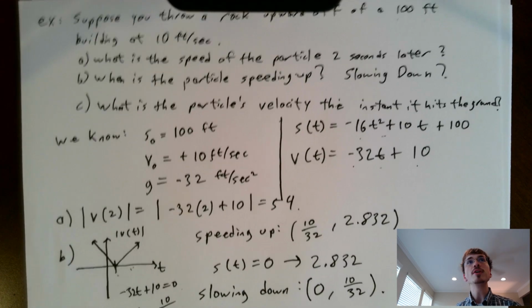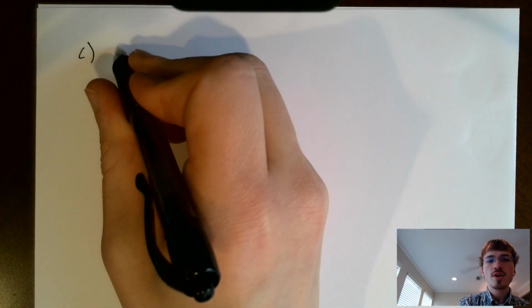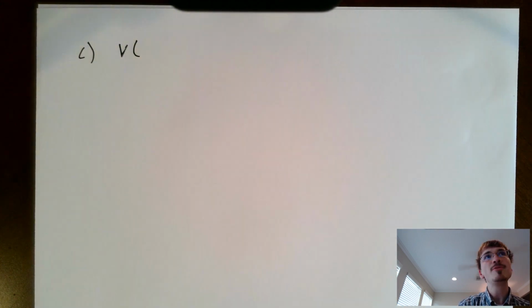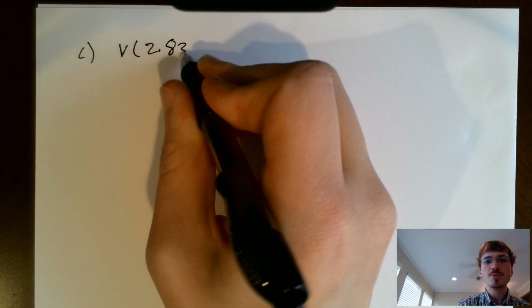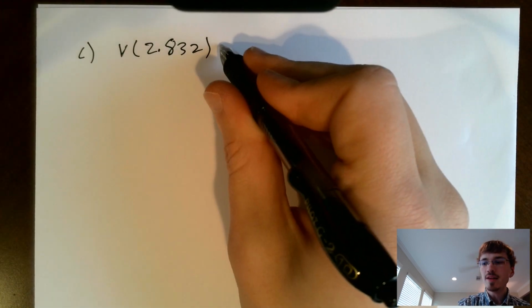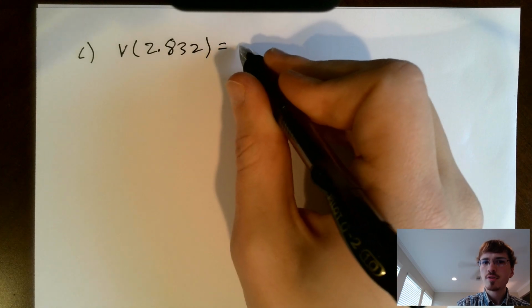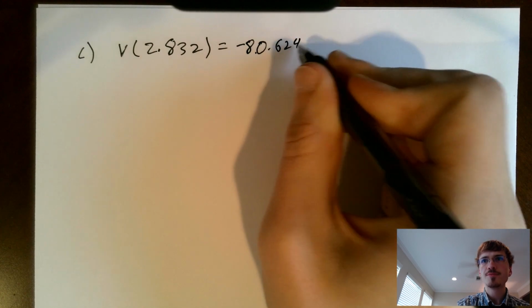All right, and last part is part C, which asks what is the velocity whenever it hits the ground? Oops, let me fix my papers. What's the velocity whenever we hit the ground? It's asking for v, and what was the time at which we hit the ground? We already computed this, right? This was 2.832. And the velocity at that time, I hope, is negative 80.624.